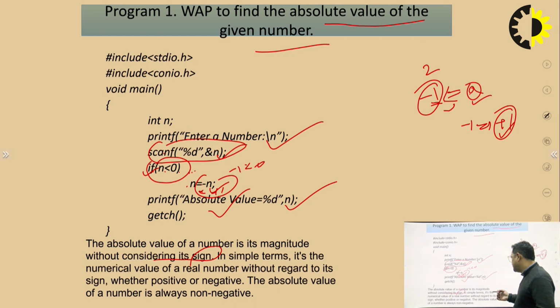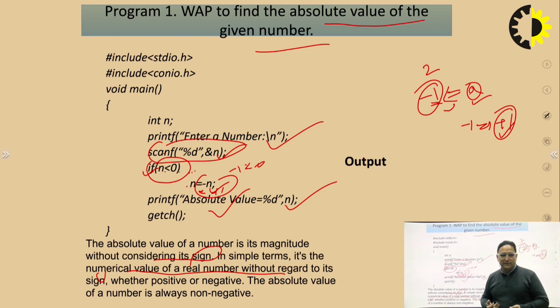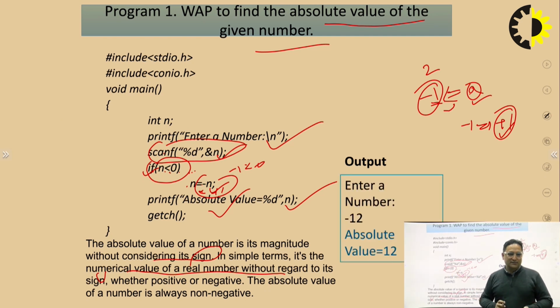In simple terms, it's the numerical value of the real number without regard to its sign, whether positive or negative. So discard the sign of the number and take the magnitude of the number. That's the absolute value. And we have just checked how a program can be used to get the absolute value of a number input by the user. Since the user can input a negative number also, we have put in the condition there, right?